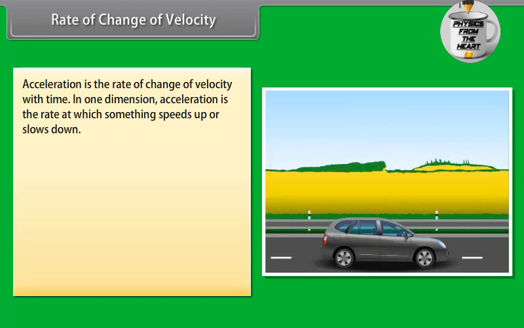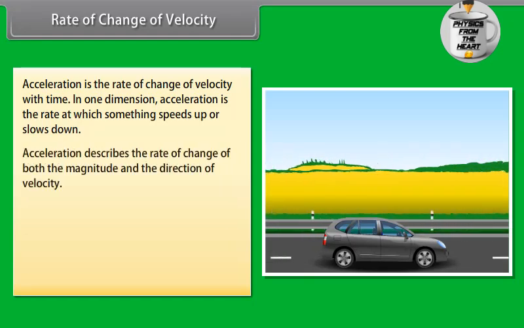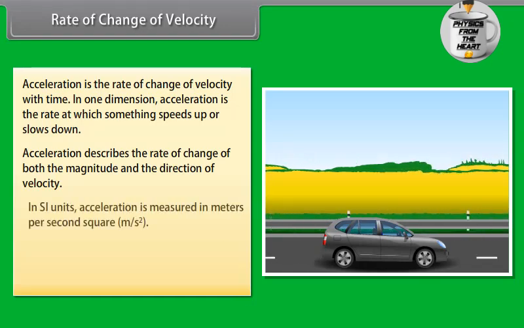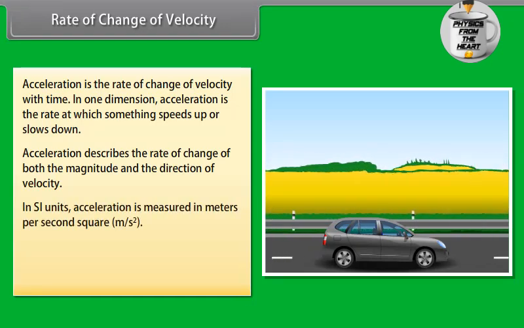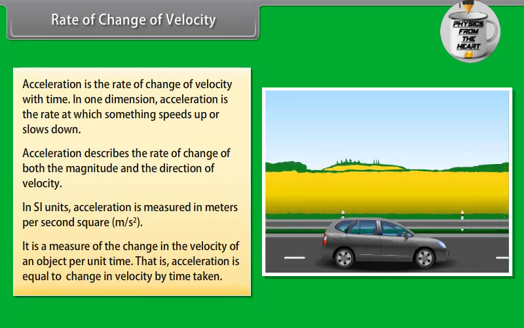Rate of change of velocity. Acceleration is the rate of change of velocity with time. In one dimension, acceleration is the rate at which something speeds up or slows down. Acceleration describes the rate of change of both the magnitude and the direction of velocity. In SI units, acceleration is measured in meters per second square. It is a measure of the change in the velocity of an object per unit time. That is, acceleration is equal to change in velocity by time taken.